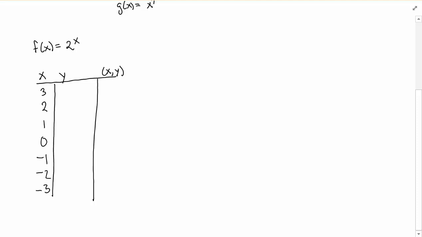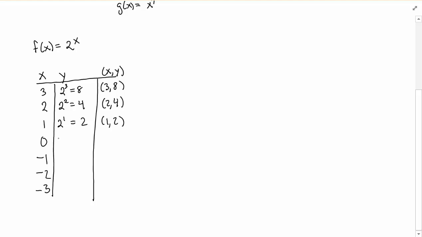So my y for x is equal to 3 is going to be 2 to the third because I plug in x is equal to 3. 2 cubed is 8, so I'm going to have the point 3 comma 8 on this graph. For x is equal to 2, y is going to be 2 raised to the 2. 2 squared is 4, so I'm going to have 2 comma 4 live on this graph. For x is equal to 1, the y value is going to be 2 to the first. That's just 2, so 1 comma 2 is on this graph.